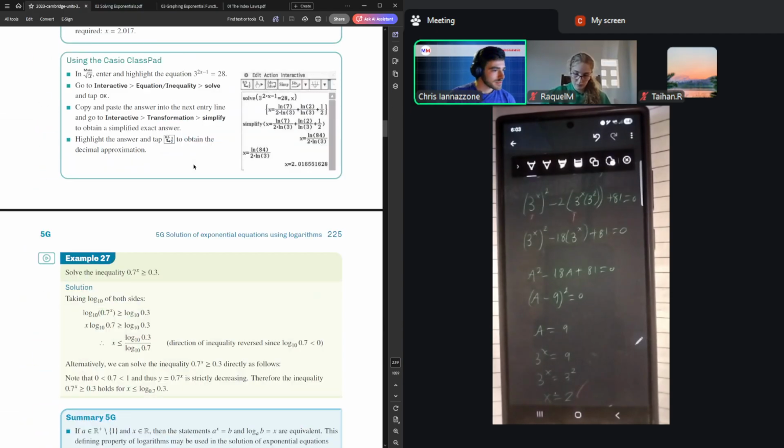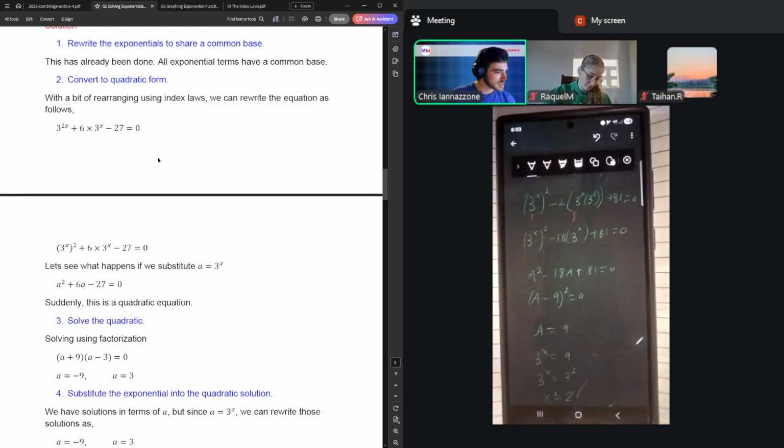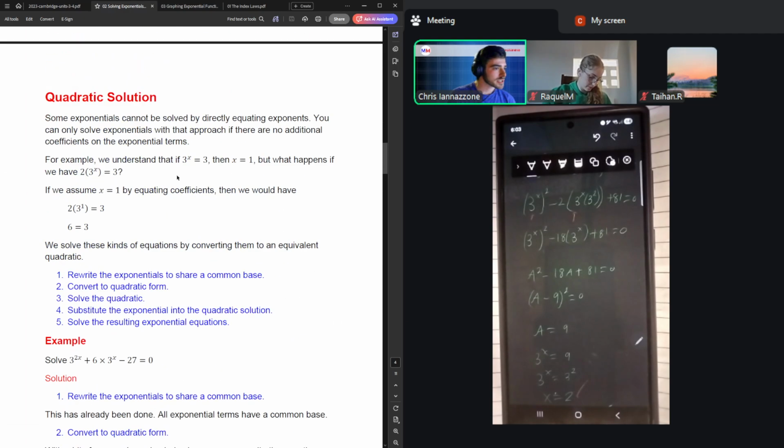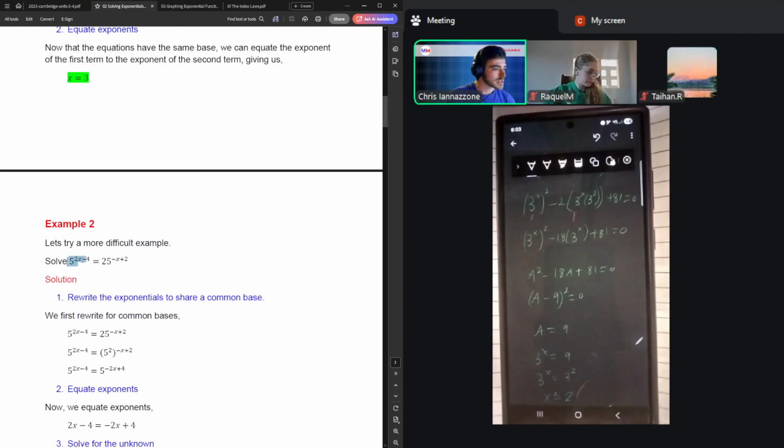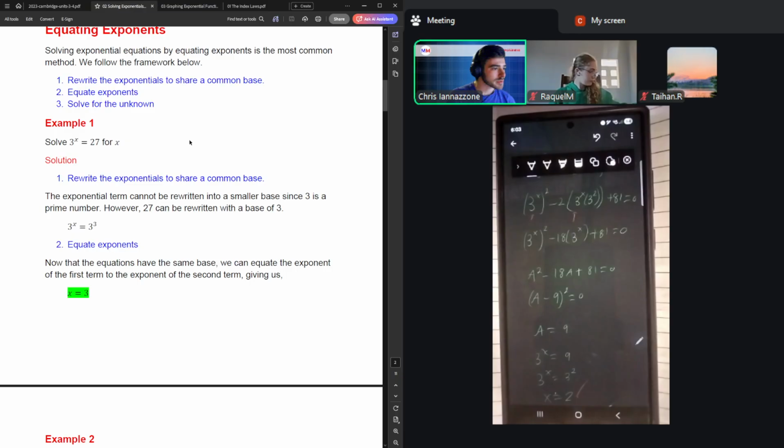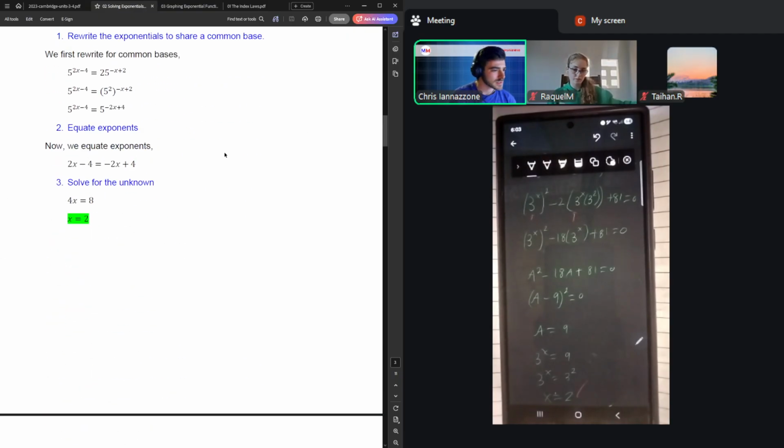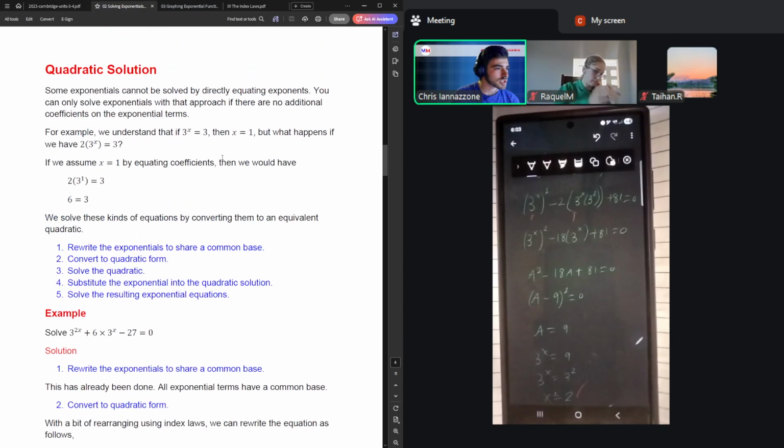Cool. Since we're already on the point, I don't think there's anything else to really look at for solving quadratics, because what you do in the quadratic solution is kind of the same as the other approach, because at the very end of the quadratic solution you are eventually using equating exponents. So unless you want to have a look at another quadratic solution, that'll about wrap it up for solving. Thoughts? Happy to move on to graphing at this point.